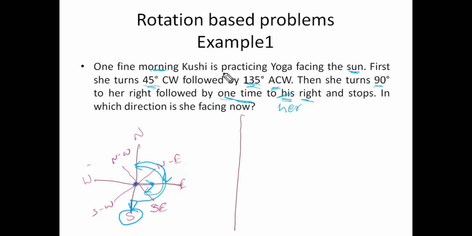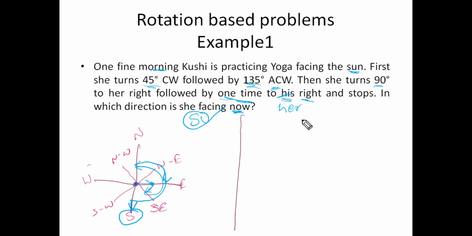So once again we'll see. One fine morning, Kushi is practicing yoga facing the sun, means initially she is facing east. First she turns 45 degrees clockwise, followed by 135 degrees anti-clockwise. Then she turns 90 degrees to her right, followed by one time to her right. Finally she is facing south. In the directions topic, "now" always represents the final position. At this point of time she is facing south. So the final answer is south. So this is the regular and traditional method.